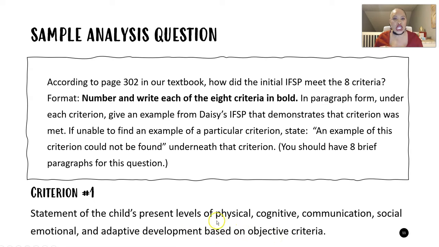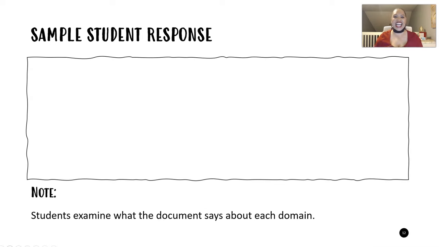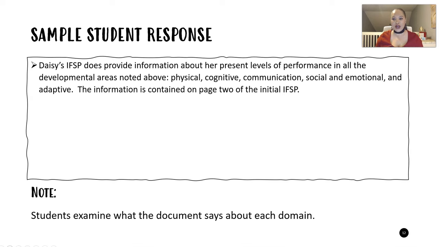So the students are looking to see if there's a statement of Daisy Duke's present levels of physical, cognitive, communication, social, emotional, and adaptive development in this IFSP, this fake IFSP. Okay? Are you tracking with me? I hope so. Okay, so this is an example of a response. If you're like me and the visual helps you understand better, I hope this helps. So this is from a real group.